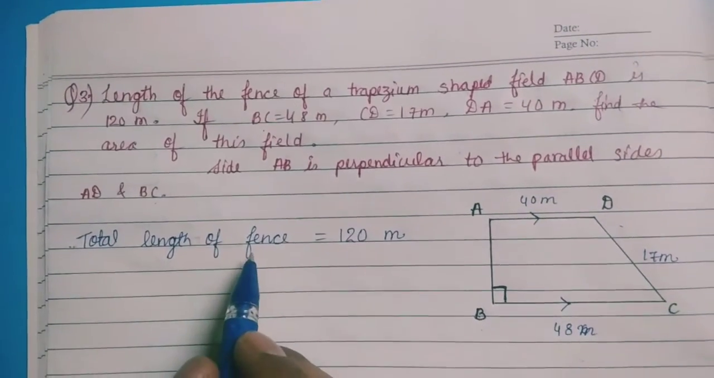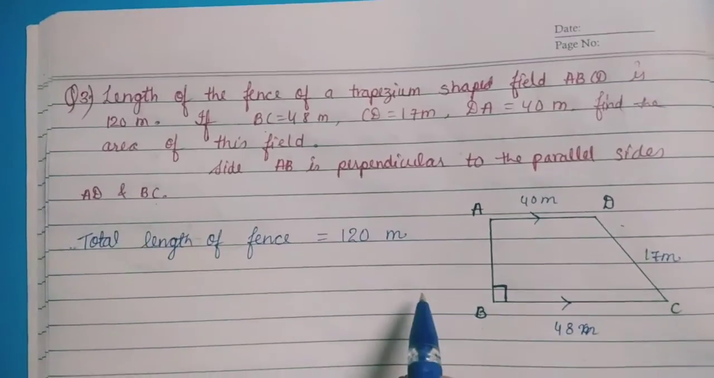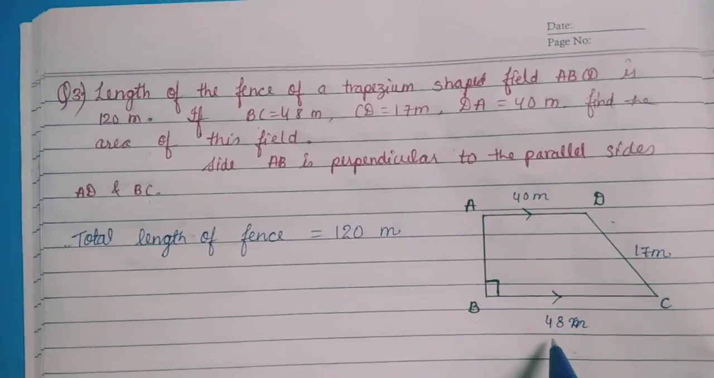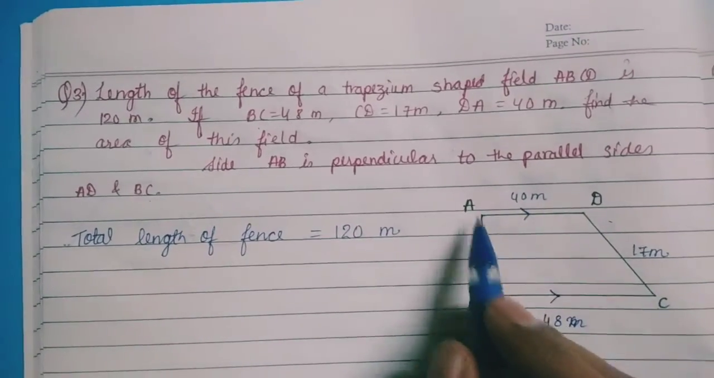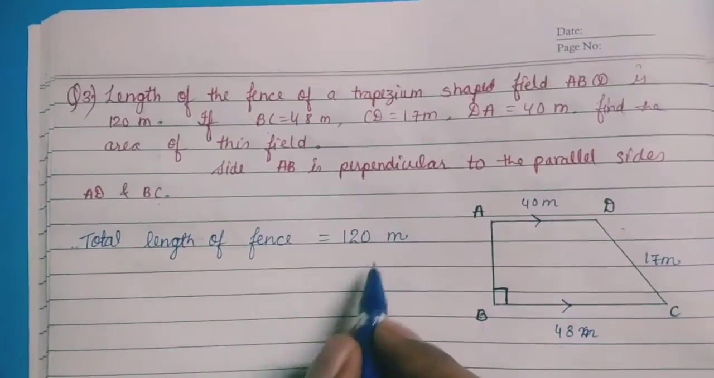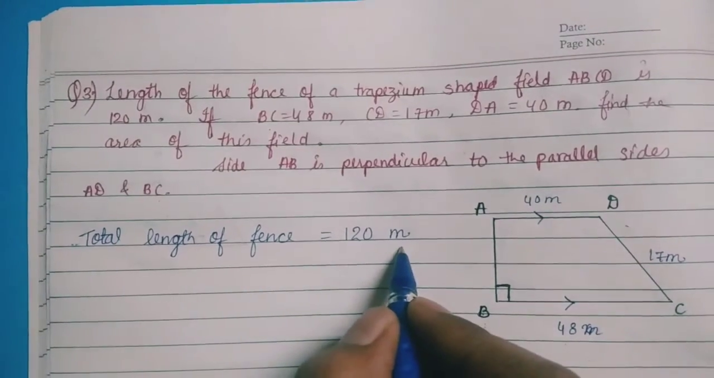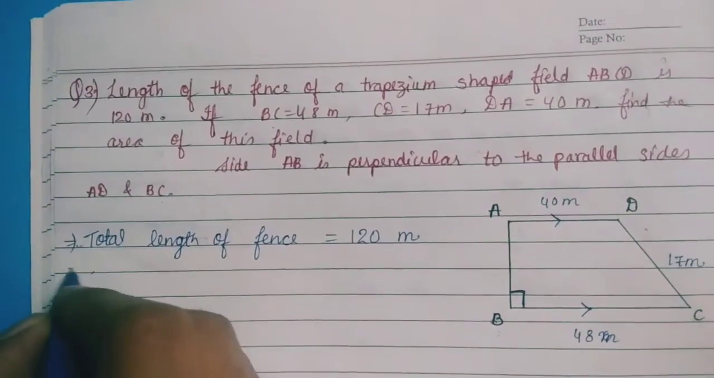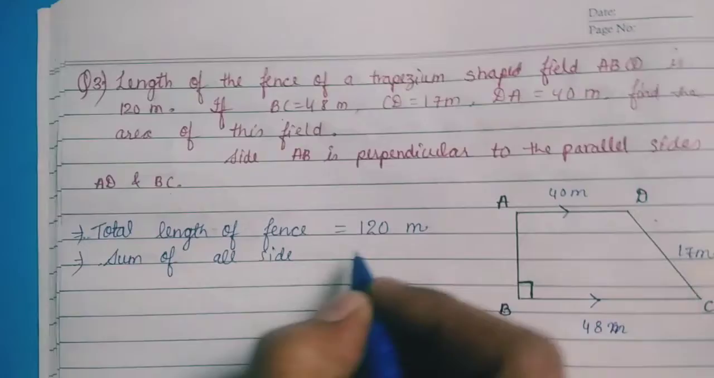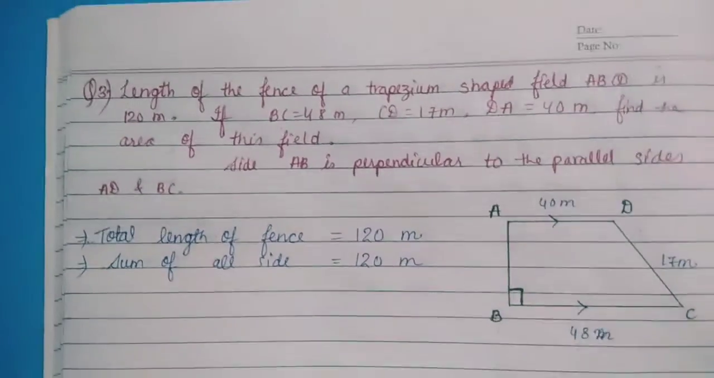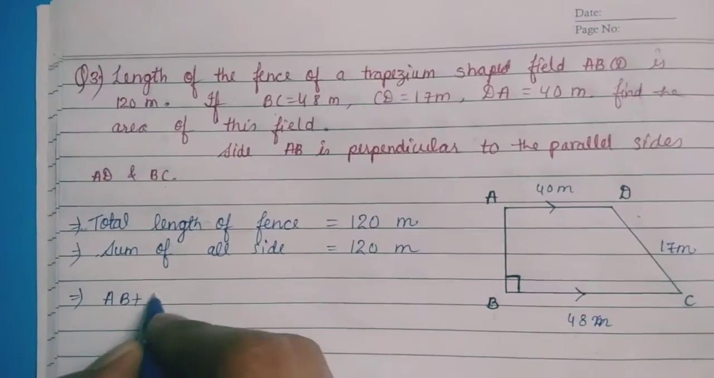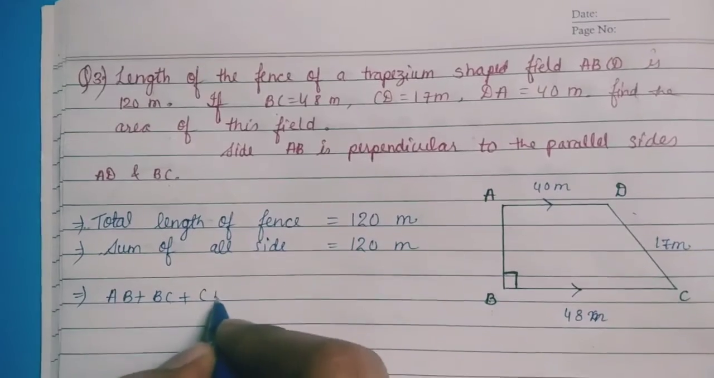We know that when we are doing the fencing of any field, we do it only on the boundary. It means when we add 48, 17, 40 and the length of AB, we get 120. So the total length of fence is 120 meter. It also means that the sum of all sides is 120 meter. We have 4 sides, which are AB, BC, CD and DA.